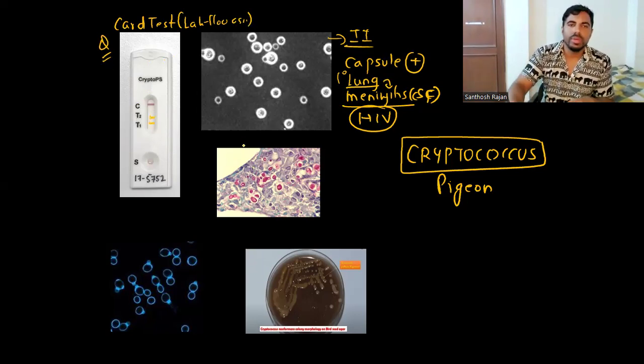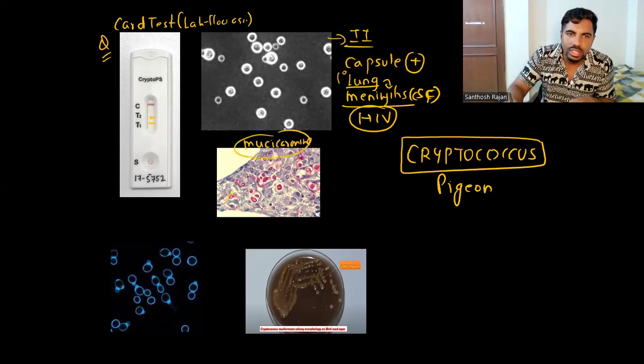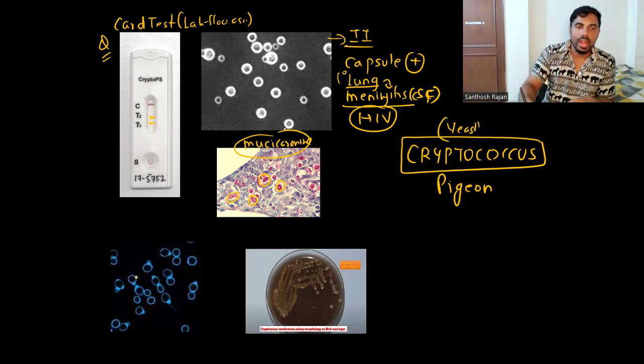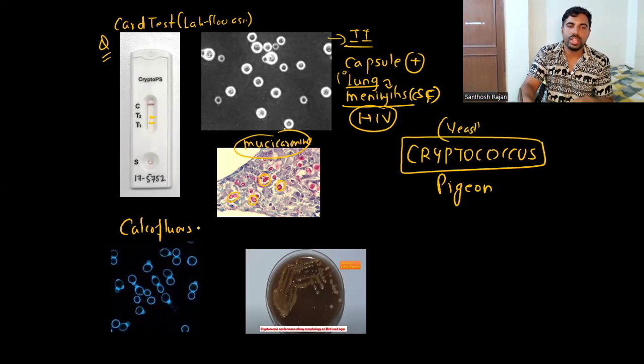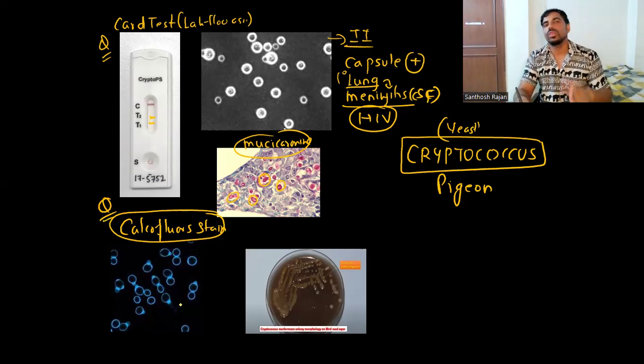This is a mucicarmine stain. In mucicarmine of the tissue, you can see the budding, because Cryptococcus is a pure yeast. There is no mold form, only yeast. And this is again a fungal stain, a fluorescent stain, calcofluor. Calcofluor will glow like this. It's like acridine orange for malaria, and auramine rhodamine for tuberculosis.